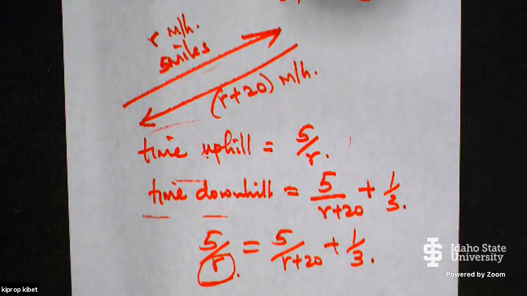And then you solve for the value of R. R is the speed to go uphill, all right? So you go and try that one. The solution is in your notes.